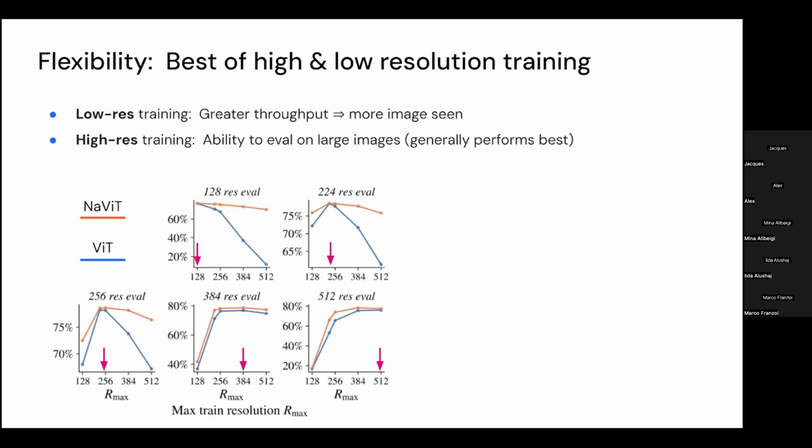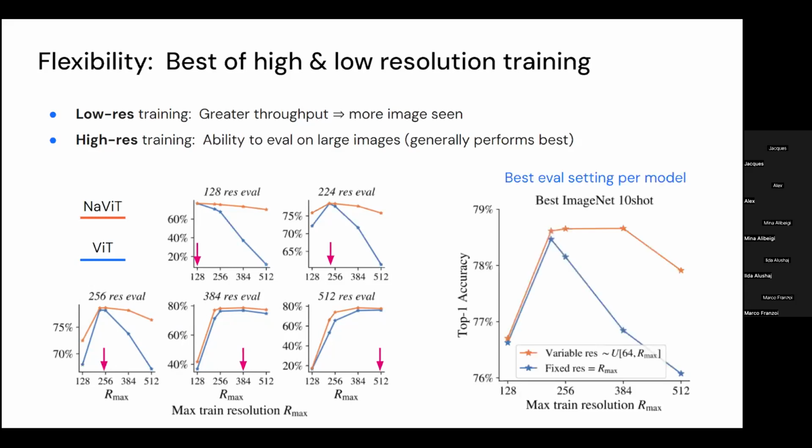If we look, for example, at the 224 res eval panel, then the pink arrow just indicates the eval resolution. We can see that the ViT model trained at the eval resolution is working quite well. But if we move to smaller or larger images, the performance tails off very quickly. The NaViT model performs much better when evaluated on smaller images. It's seen smaller images during training. But interestingly, it also performs better when evaluated on larger images. Even though it hasn't seen larger images during training, the fact that it's seen images of multiple different resolutions allows it to generalize a bit better.